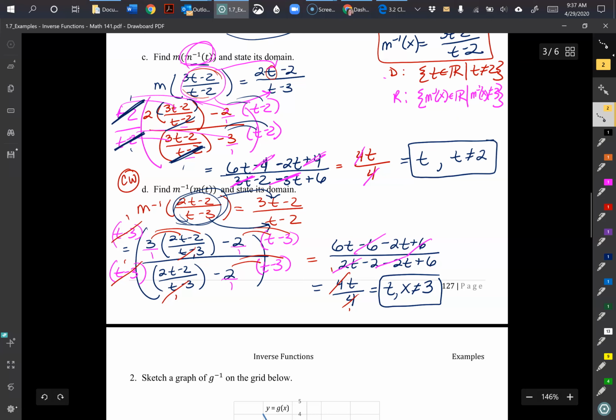Don't forget to distribute when you're multiplying out over here. So just check that your numbers all match up. Let me know if you have any questions.